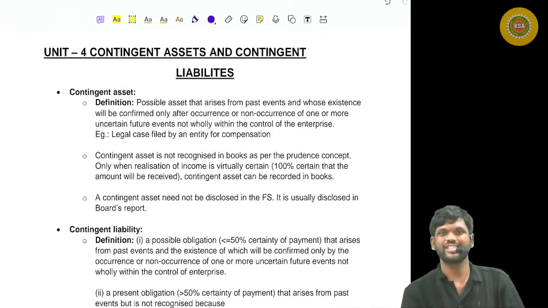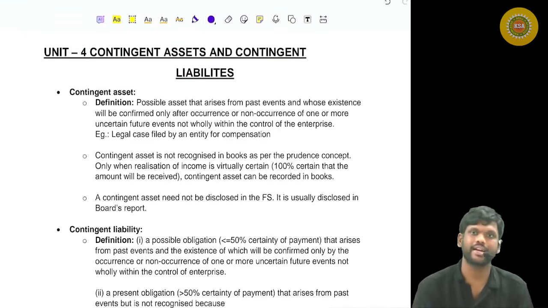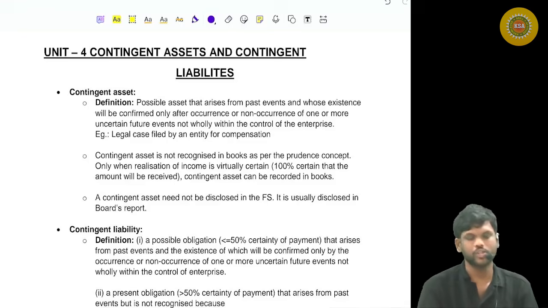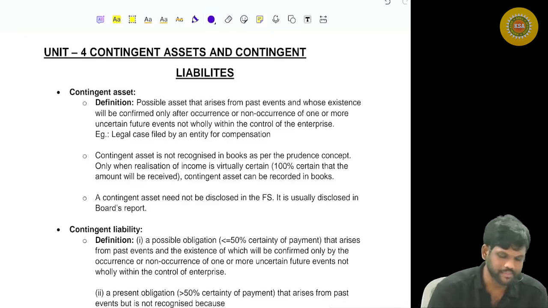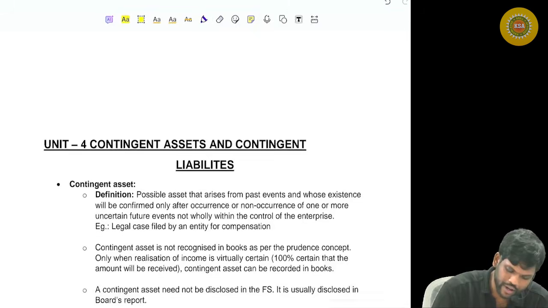Then moving on to the next unit, contingent assets and contingent liability. Guys, this has also been asked several times in the past. See, I'll give you a framework.